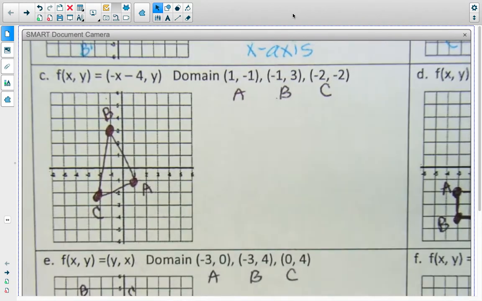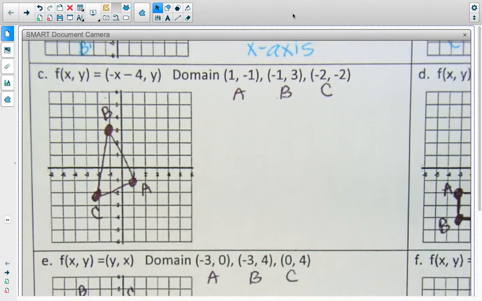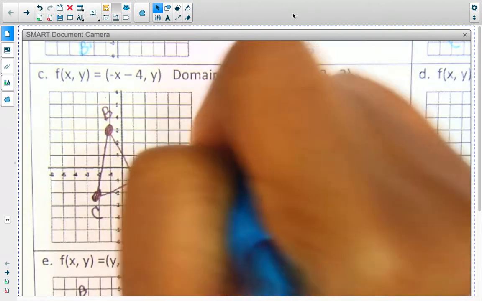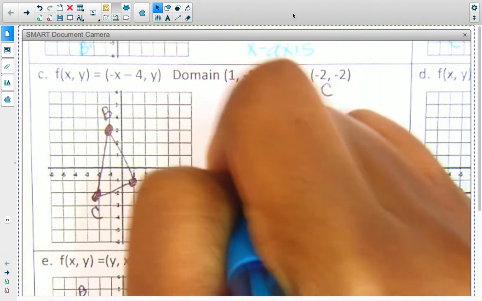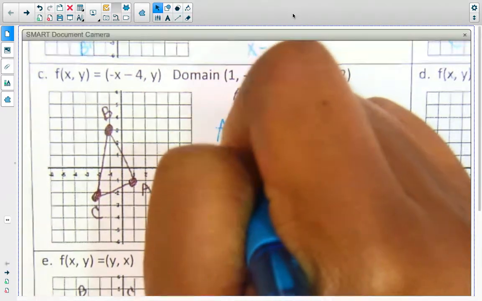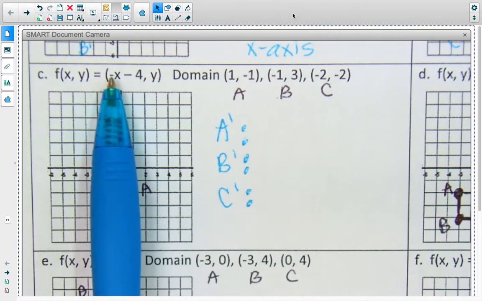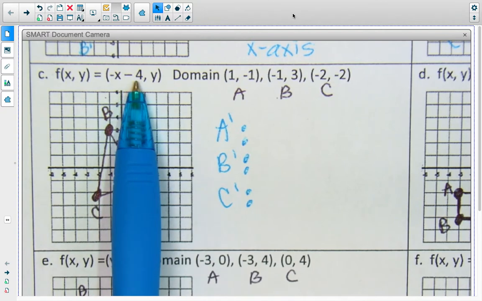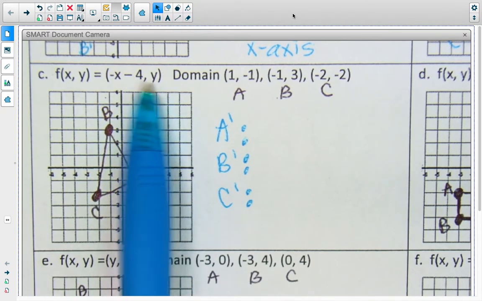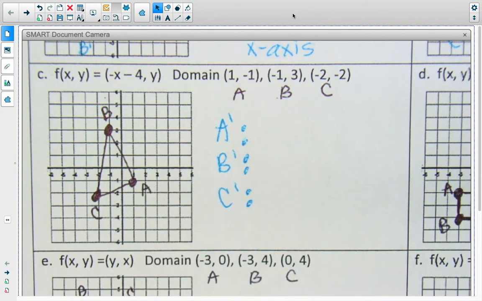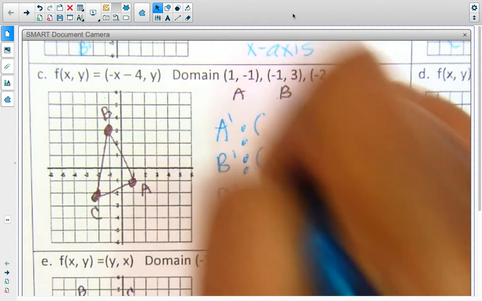All right, C. Go ahead and plot your points and connect them and make your triangle. And we'll go through and figure out what our A prime, B prime, and C prime points are. Let's see what our rule is for this particular problem. This time we're doing -x minus 4 and keeping the y. So -x minus 4, keep your y coordinate. That's the rule that we're doing this time.